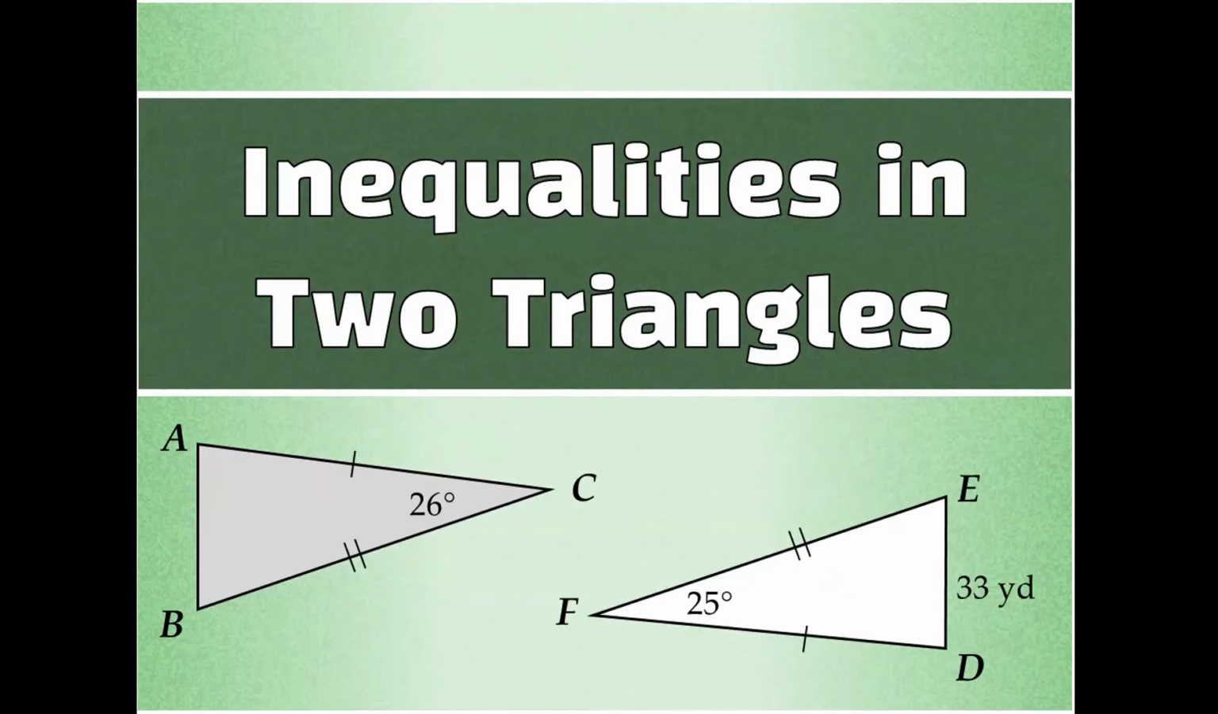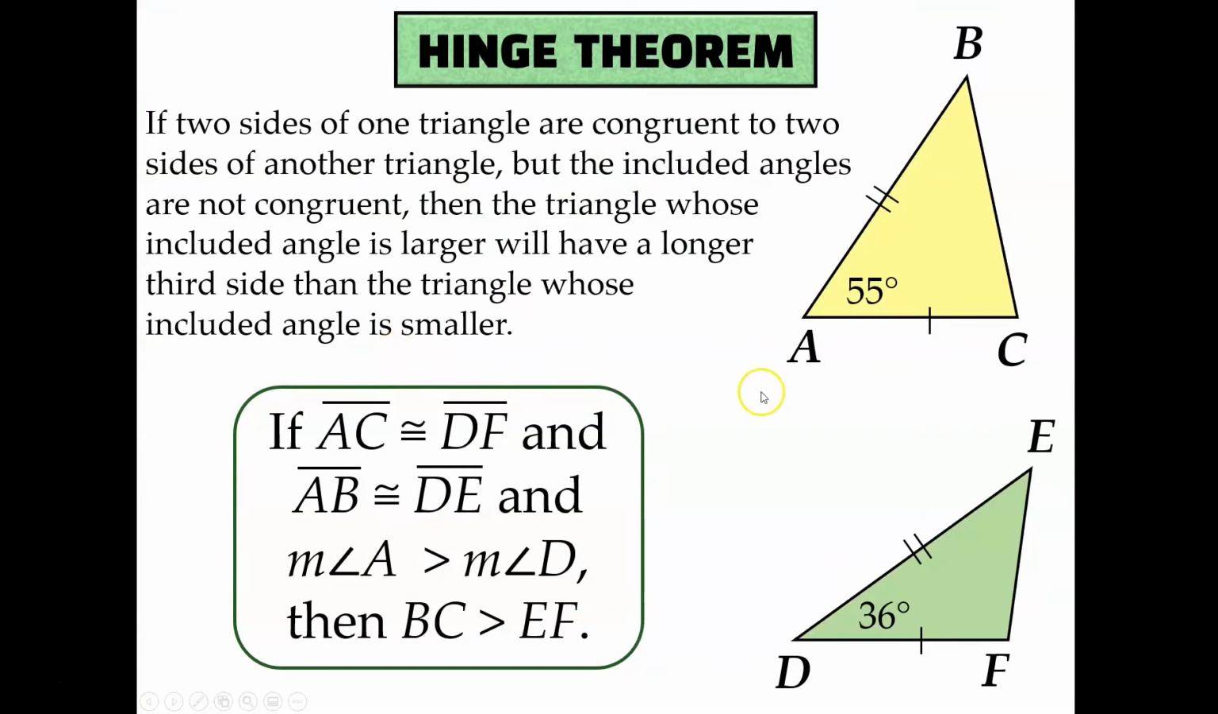Let's talk about how we can estimate side lengths or angle measures in two comparable triangles. For example, triangle ABC and triangle DEF have some things in common. Namely, they have one pair of congruent sides called AC and DF, and another pair of congruent sides called AB and DE. However, these two triangles are not congruent to each other because their included angle between those congruent sides is not congruent. 55 is not equal to 36.